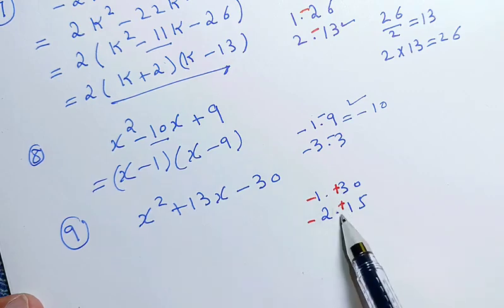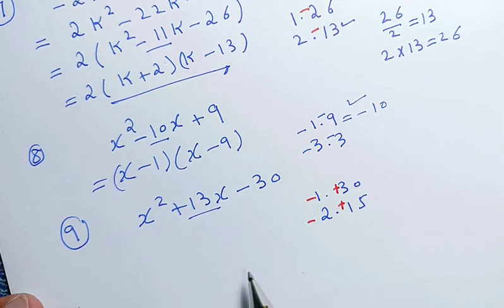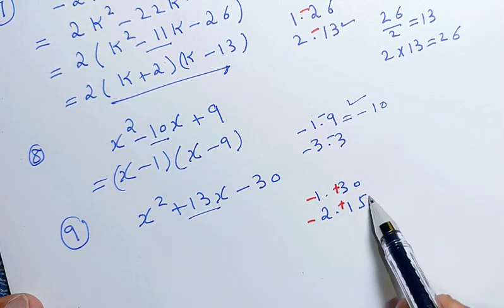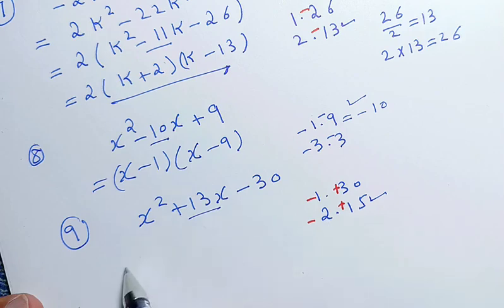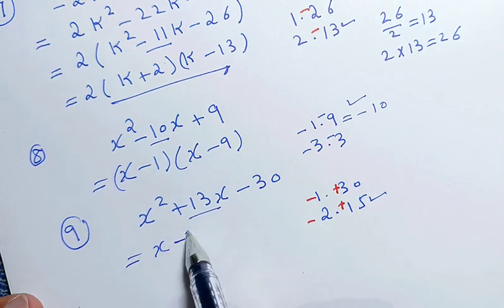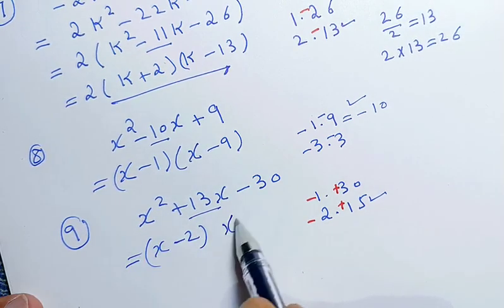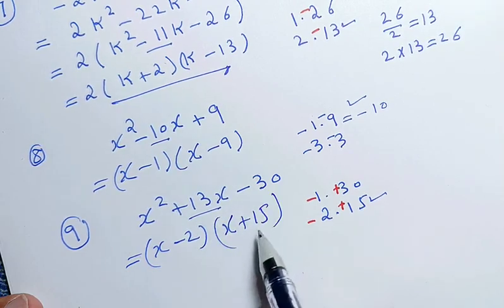Now we need to add these two. The answer must be equal to positive 13. So this will do the job: x minus 2 and x plus 15. This is my final answer.